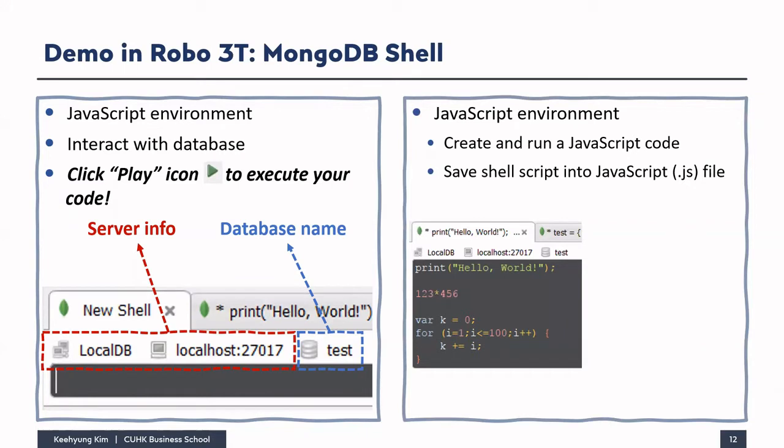Again, I said that MongoDB supports a JavaScript environment. That means you can create and run JavaScript code. If you type some code here and save it, you can save your script into a JavaScript file, which has a JS extension. So let's try to type this code on your shell. Let's just see how it works. To get familiarized with your MongoDB environment, let's type some simple code.